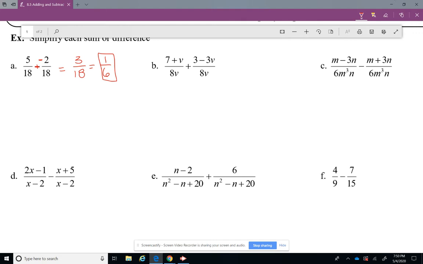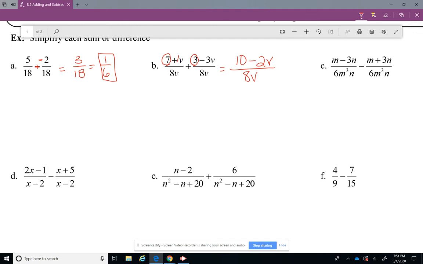So let's add the 7 and the 3 first because they're constants. That'll be 10. And then 1v and negative 3v is going to be negative 2v. All right, and that's all going to be over 8v. Now, the next thing you want to do, because if you notice, the 10, the 2, and the 8, you can divide them all by 2.